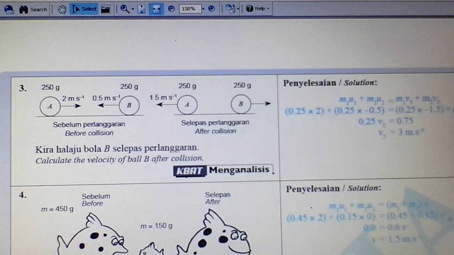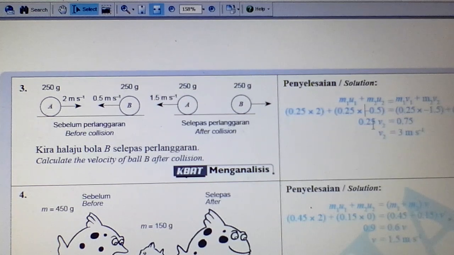Okay, we just calculate for v2. Then 0.25 v2 equals 0.75, then we get v2 is 3. Just now we put v2 as a positive sign, so you get a positive answer, meaning B is moving to the right. If suddenly you calculate for v2 and you get a negative value, meaning B is moving to the left.